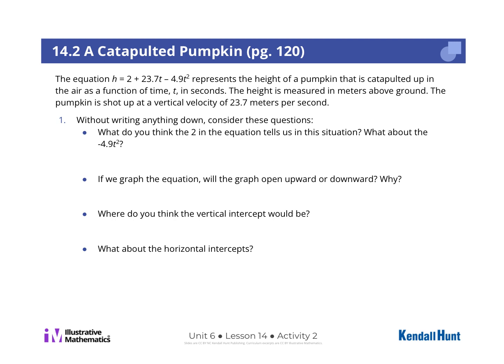So here we have the equation h equals 2 plus 23.7t minus 4.9t squared represents the height of a pumpkin that is catapulted up in the air as a function of time, t in seconds. The height is measured in meters above the ground. The pumpkin is shot up at a vertical velocity of 23.7 meters per second, okay? And remember, we have those 3 parts, so that 23.7 is represented here.